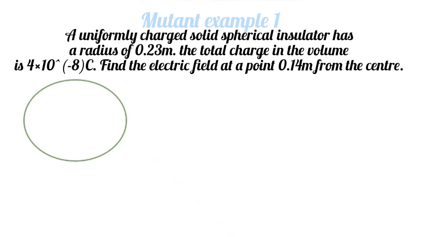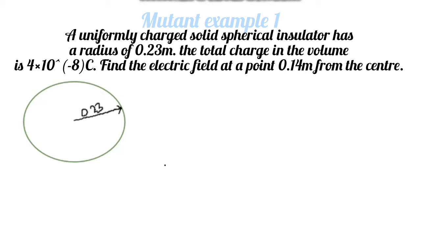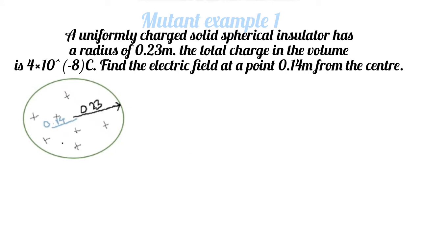So let's try a mutant example on this, because when you learn these, you can't fail no matter how much they twist the question. A uniformly charged solid spherical insulator has a radius of 0.23 meters. The total charge in the volume is 4 times 10 to the power minus 8 coulomb. Find the electric field at a point 0.14 from the center. So if this is the spherical insulator, the radius is 0.23 meters and we want to find the field at 0.14 from the center. We draw a spherical Gaussian surface there.